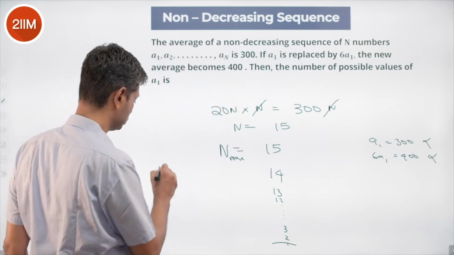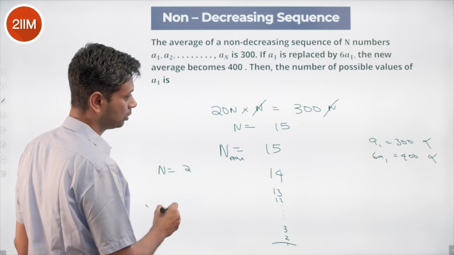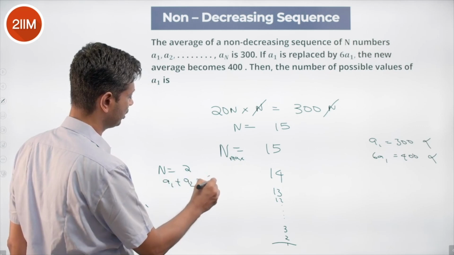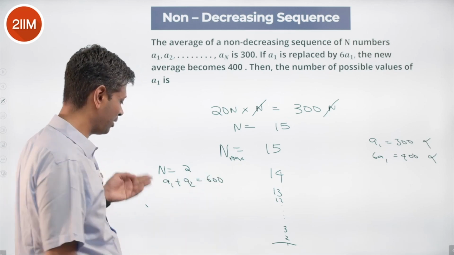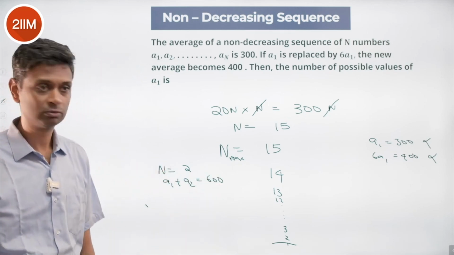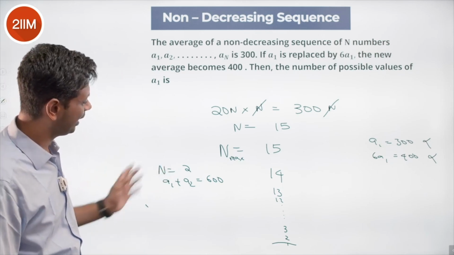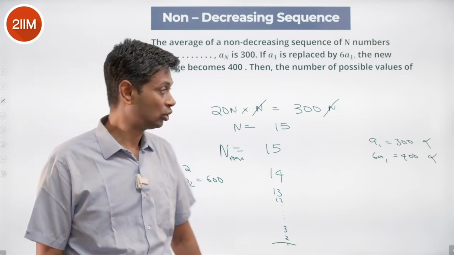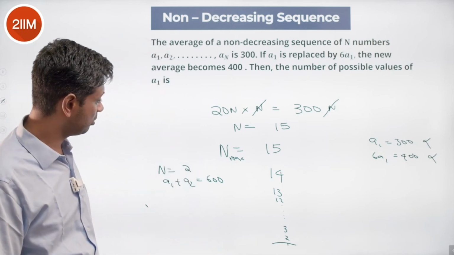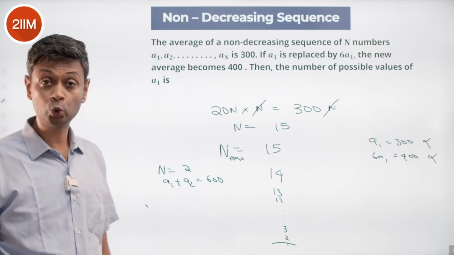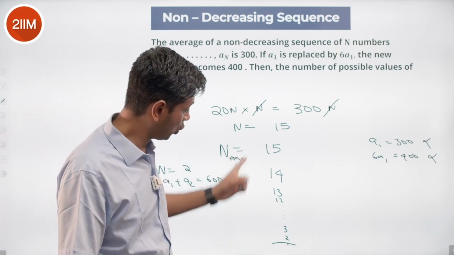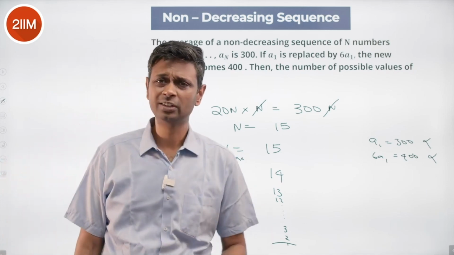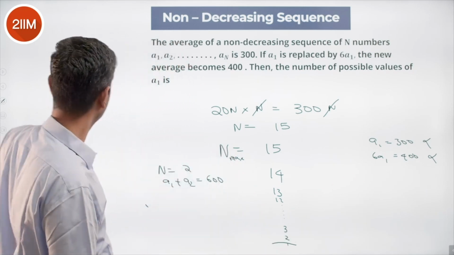N equal to 2. a1 plus a2 is 600. a1 is 2 into 15, which is 30. a2 can be the remaining, this will work. Nothing wrong. So this can work. So a1 plus a2 being 600, n equal to 2 will work. From 15 all the way till 2 will work. 14 different values. N equal to 1 will not work. So 14 different values.